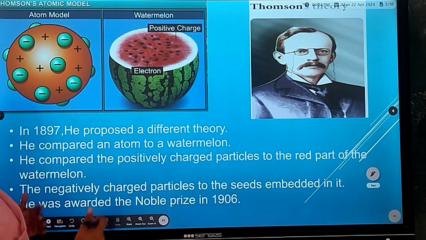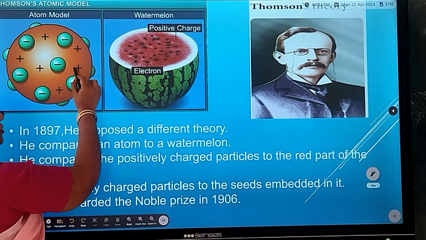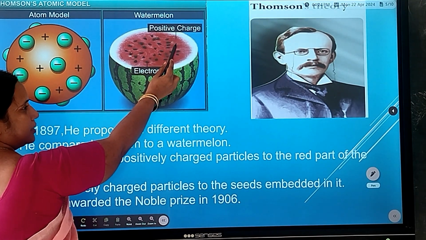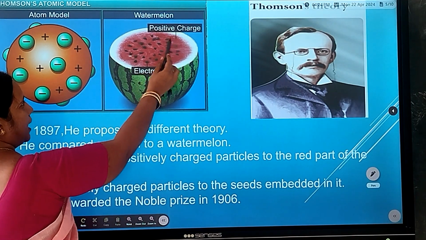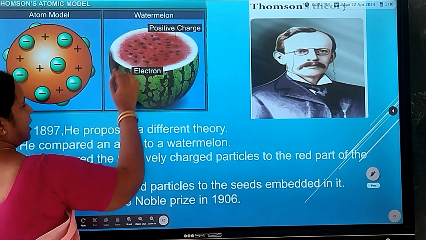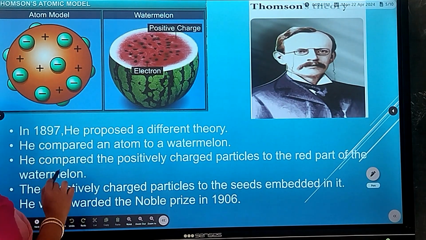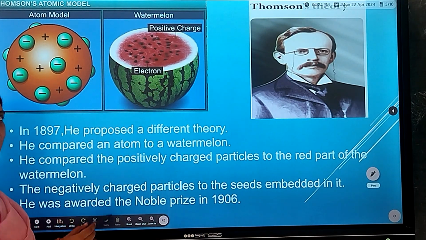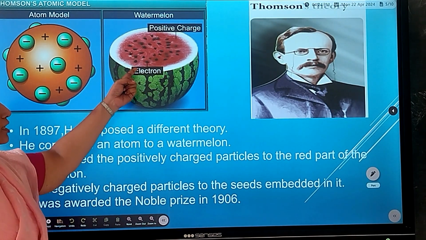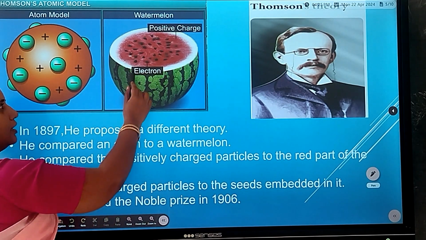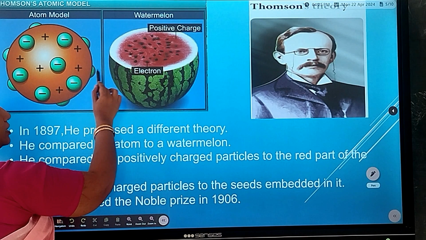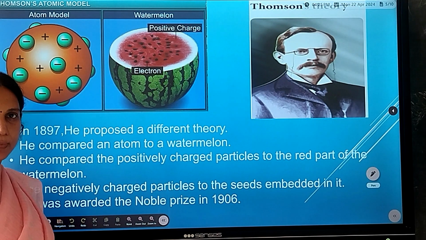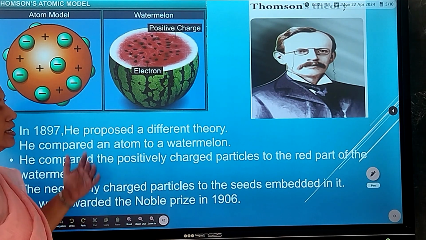Electron. And what J.J. Thomson did is he compared this positively charged particle to the red color of the watermelon. Can you see children, this red part which we eat? We compare the red part with the positive charge. And what about the negatively charged electron? We compare this negatively charged electron to the black seeds embedded in the watermelon. You can see some of the seeds embedded in the watermelon, children. So we compare the negatively charged particle, the electron, to the seeds embedded inside the watermelon. So this is the theory of J.J. Thomson.